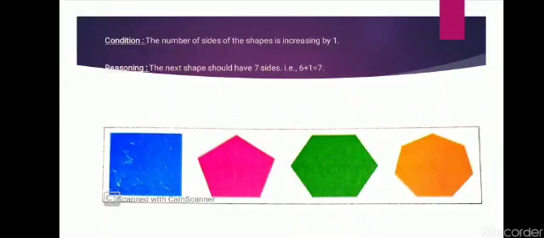Now one condition is here, that the number of sides of the shape is increasing by 1. Means in the sequence, the first shape has 4, the second shape has 5 sides, and the third shape has 6 sides. Means the next shape should have 7 sides. So the solution is to work it out in a step by step manner.